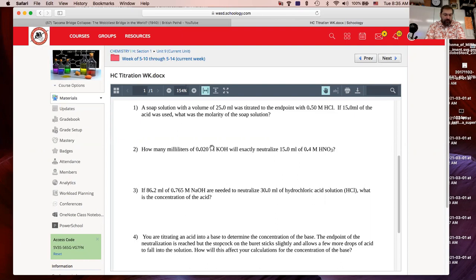All of these are monoprotic acids. I'll write the formula in just a little bit and leave it on the screen, but the basic idea is that the molarity times the volume for one substance, which is the number of moles of that substance, is equal to the molarity times the volume for the other substance.